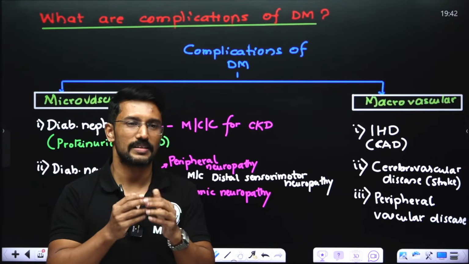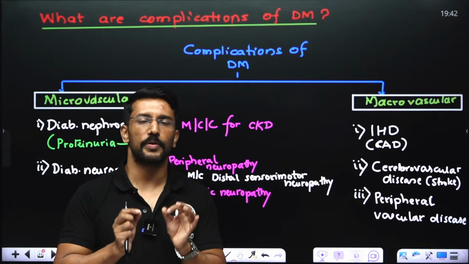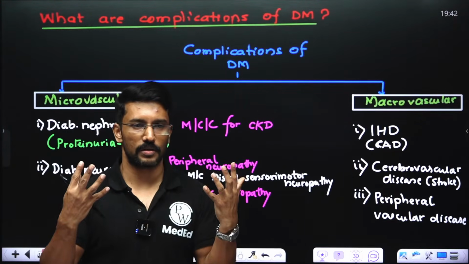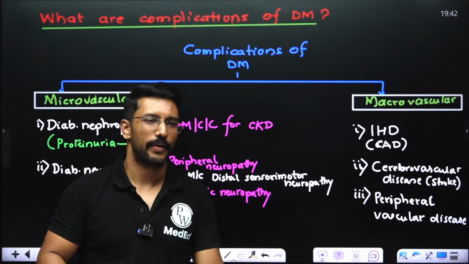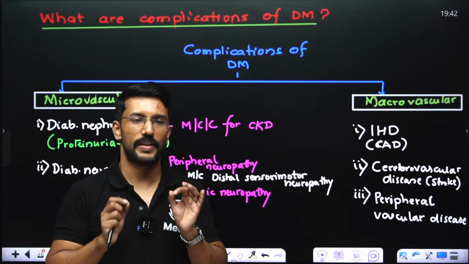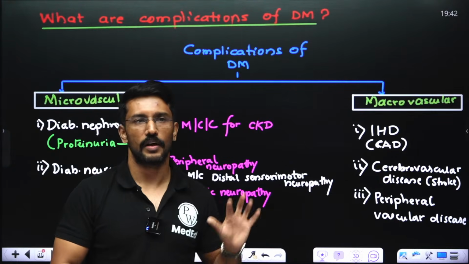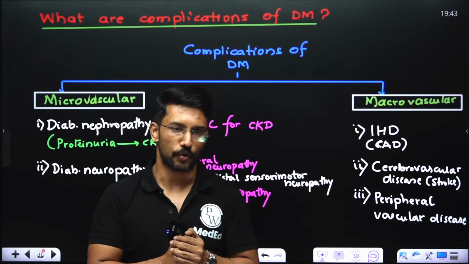Absolutely right. We call it glove and stocking distribution. Generally speaking, polyneuropathies are most commonly distal. They are affecting distal parts. And what are the distal parts in the body? The hands, forearms, feet, and the legs. So when they get affected, it's the same area where we wear gloves and stockings. So that's why this is also called glove and stocking distribution of neuropathy.